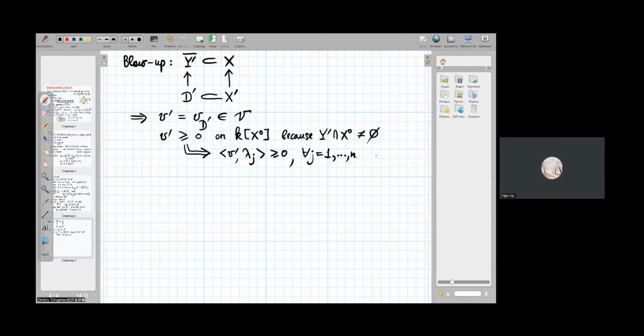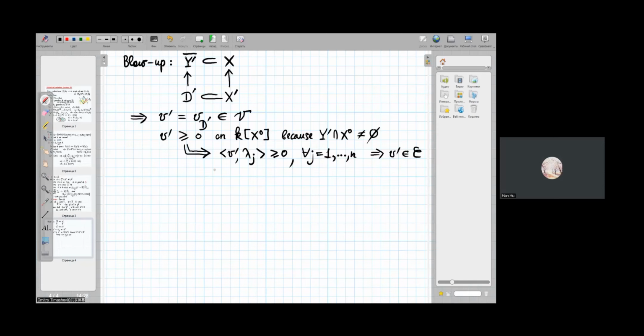And therefore, this vector V prime sits in the cone C, because these lambda j's generate the dual cone. These pairings are defining inequalities for the cone C. Okay. So this vector V prime, corresponding to the valuation coming from this exceptional divisor mapping to the orbit closure Y prime bar, is in the cone C.